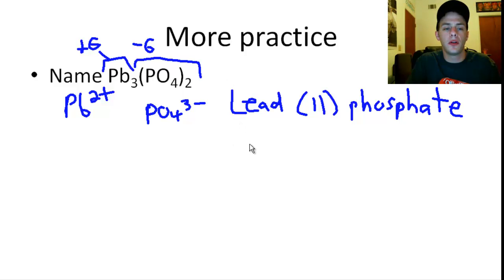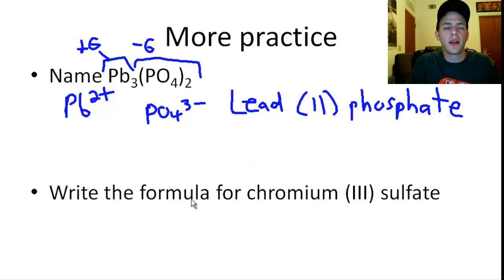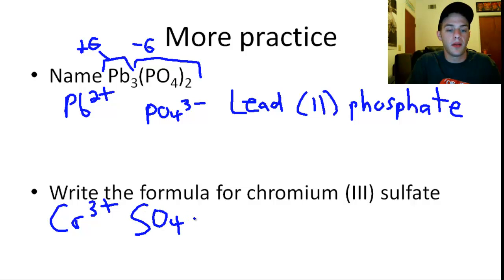So let's go on to a different one. This one says to write the formula for chromium 3 sulfate. So chromium, this is actually a little bit easier than naming because we already know the charge of the cation here. So our cation is going to be Cr3+, the chromium 3 ion. And then the sulfate ion, again, just for memory, the sulfate ion is SO4 2-.